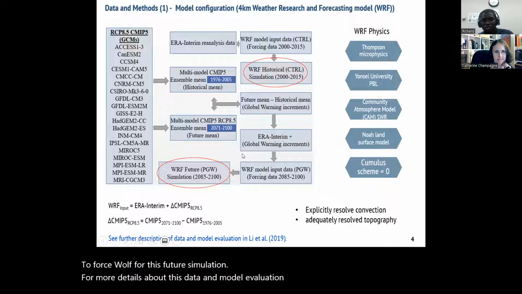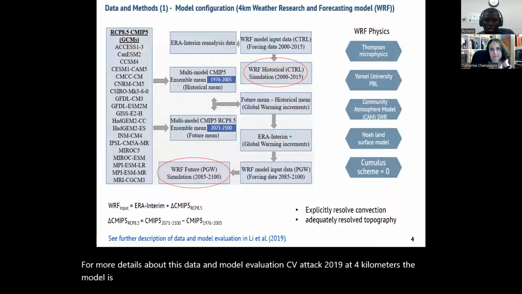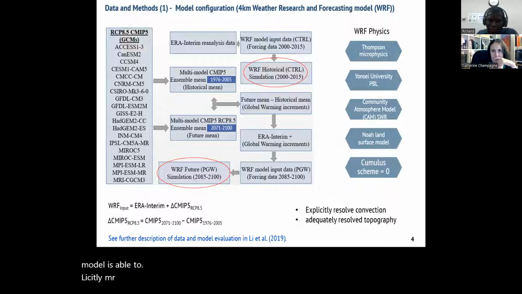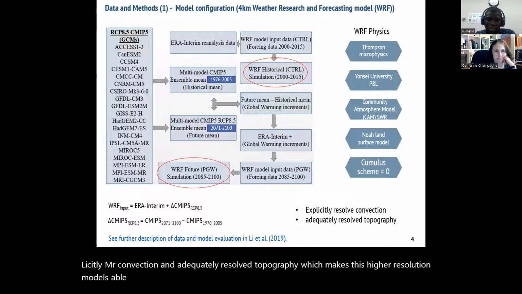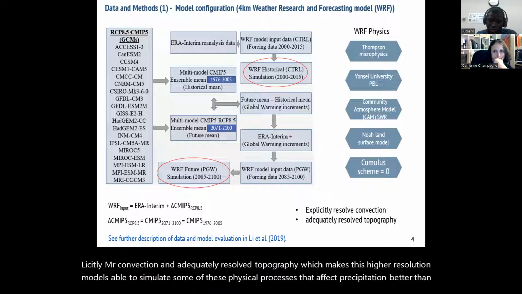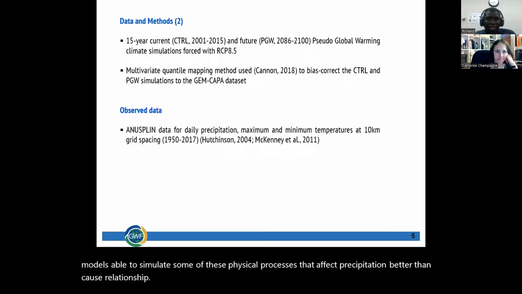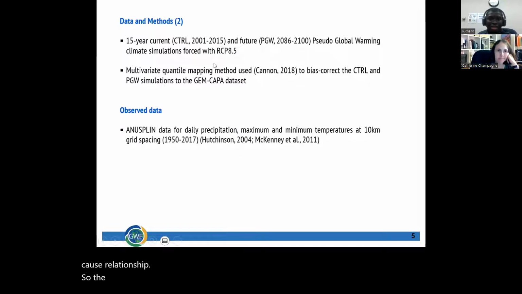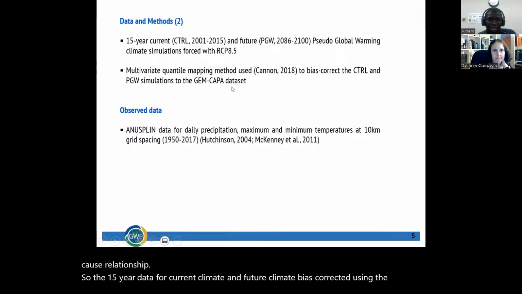At 4 kilometers, the model is able to explicitly resolve convection and adequately resolve topography, which makes these higher resolution models able to simulate some of these physical processes that affect precipitation better than coarse resolution climate models. So the 15-year data for current climate and future climate are bias corrected using the multivariate contour mapping method.